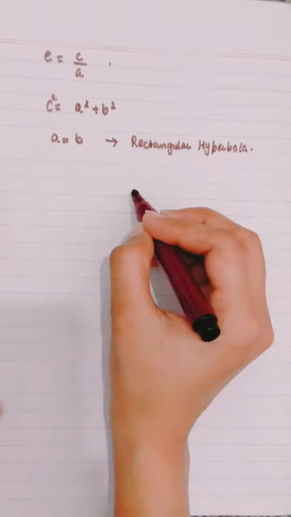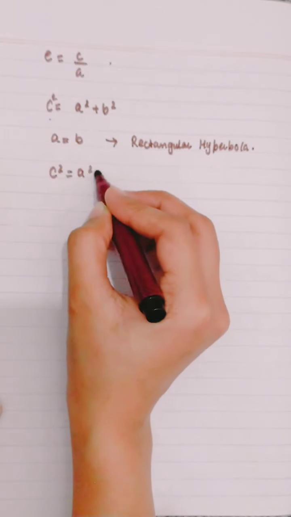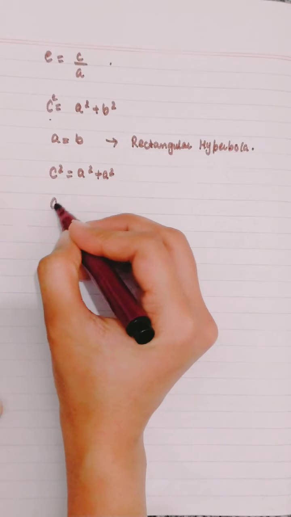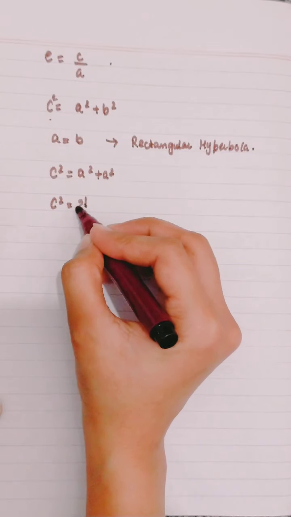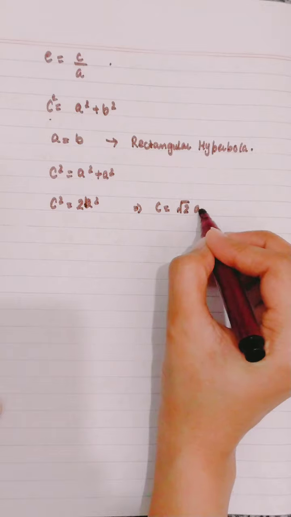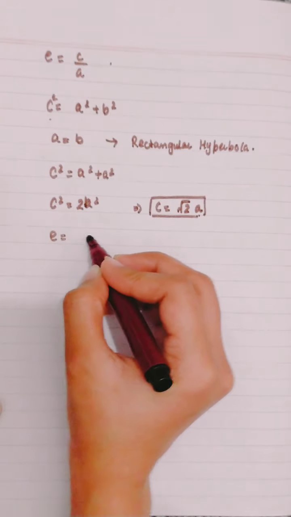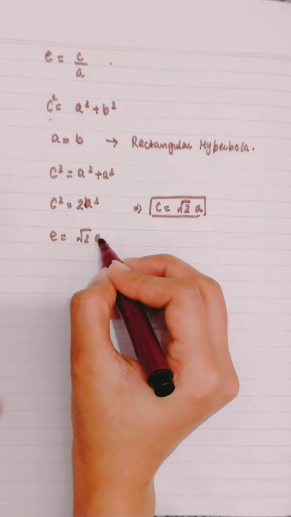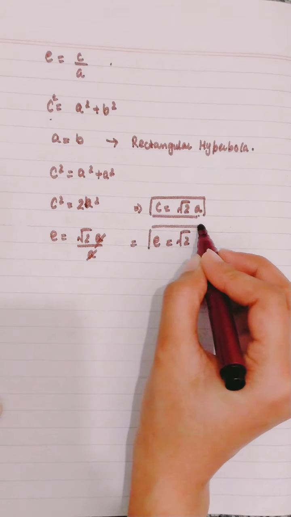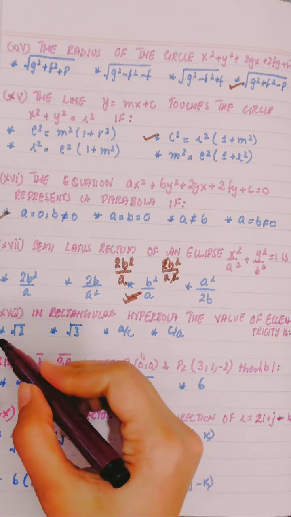So first of all, we have to find c. So c square is equal to a square plus a square because of the case of rectangular. c square is equal to 2a square and c is equal to root 2a. So now put the value in this formula. e is equal to root 2a divided by a. a, a cancel, so the value is root 2. So our answer is root 2.